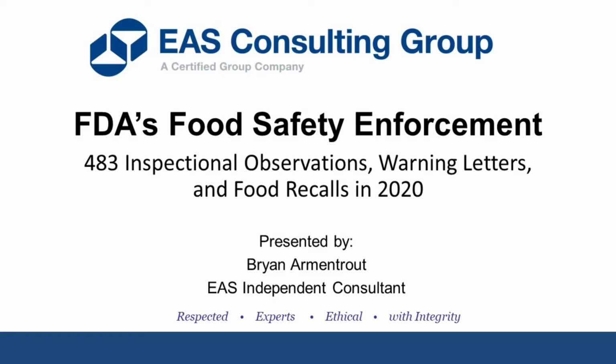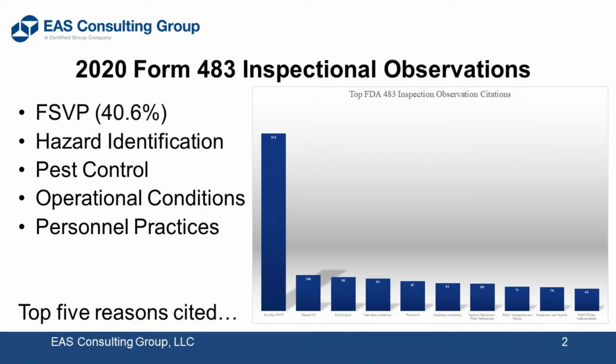Right, everything that you're seeing here is for 2020 only. Something here should jump out big time, right? Look at foreign supplier verification. Obviously here now, FDA is showing that they're writing a lot of 43 inspectional observations relative to foreign supplier verification. So hazard identification, pest control, operational conditions, personnel practices, all four of these categories, well, three of the four.